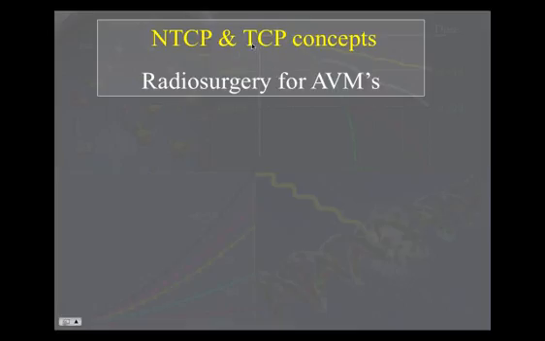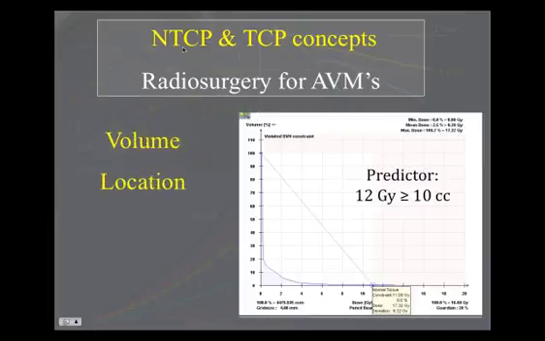Now, one aspect is tumor control probability on AVMs, or AVM obliteration. The other side of the coin is normal tissue complication. What happens? There are two things that predict complications when treating AVMs with radiosurgery. One, there is a dose constraint. Every time you deliver a high dose, 12 gray, to more than 10 cc of tissue, including AVM plus the normal brain, you are incurring a higher chance of getting some kind of complication.